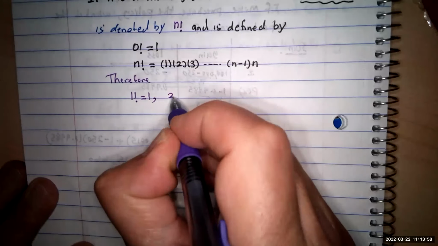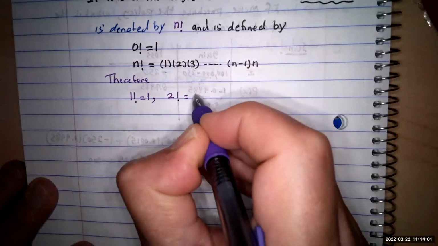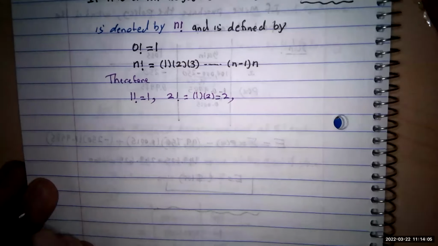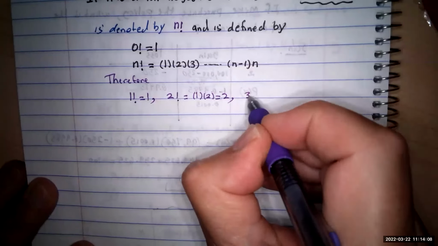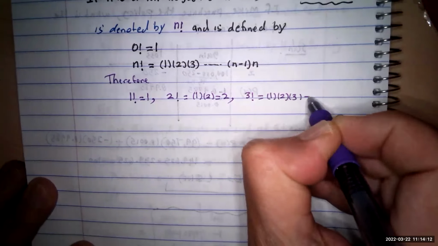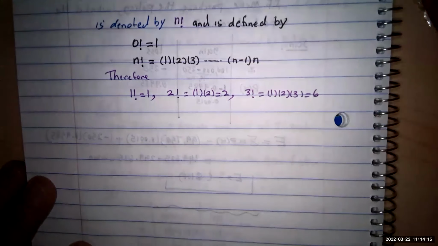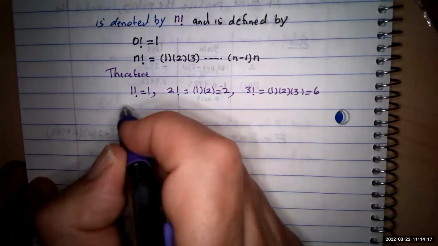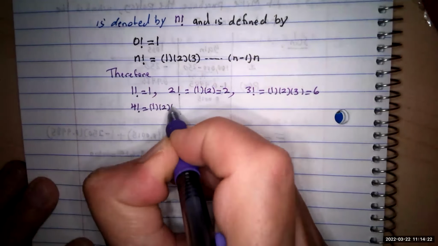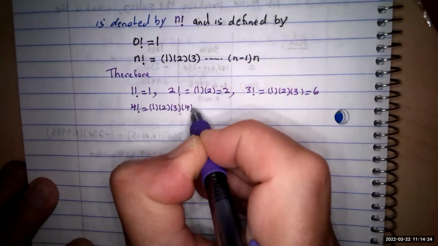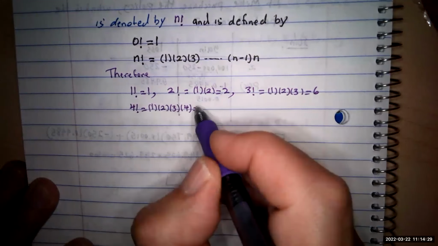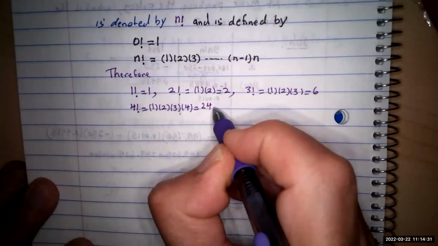Okay, 2 factorial is a product of 1 and 2. So that gives you 2. 3 factorial is a product of 1, 2, 3. So that gives you 6. Just a couple of them that we need. 4 factorial is going to be 1, 2, 3, 4, which is 2 times 3, 6, 6 times 4, 24. And you can go on.